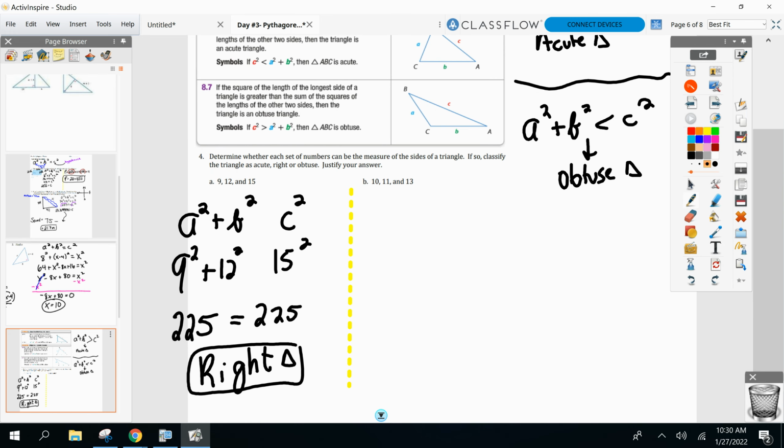All right, go ahead on your own or in your groups. 10, 11, 13. What type of triangle are you working with? Smaller 2 sides go in for a and b, larger side in for c. How do they compare?